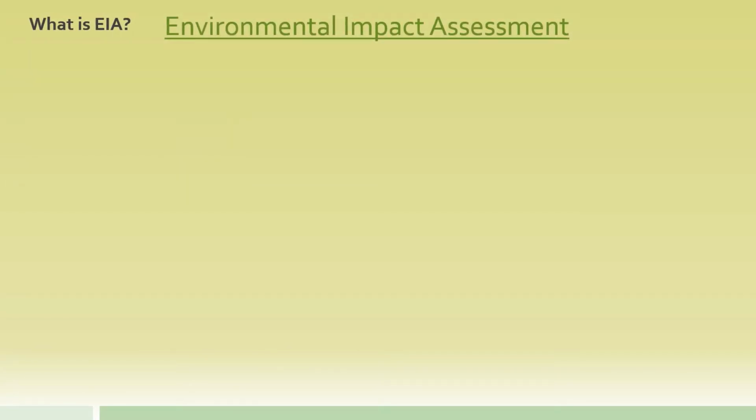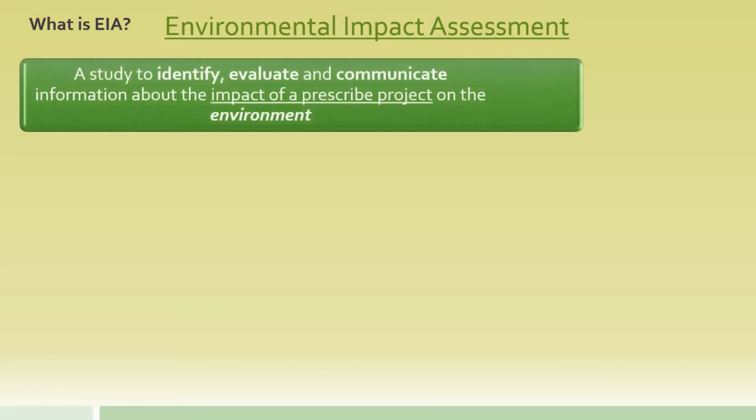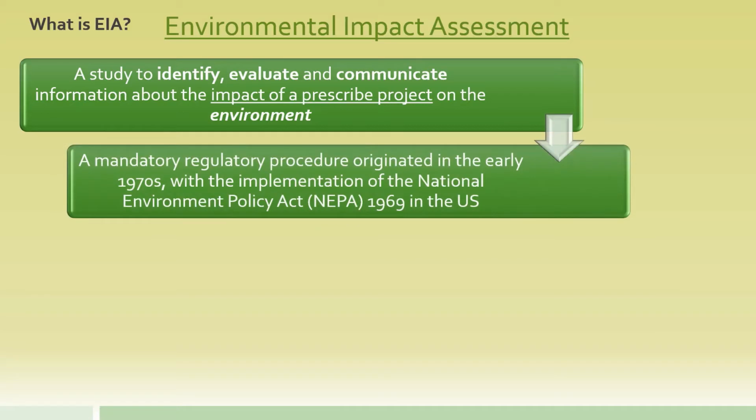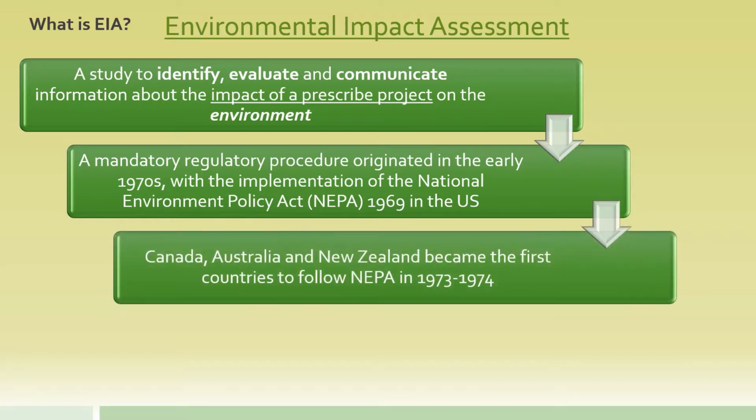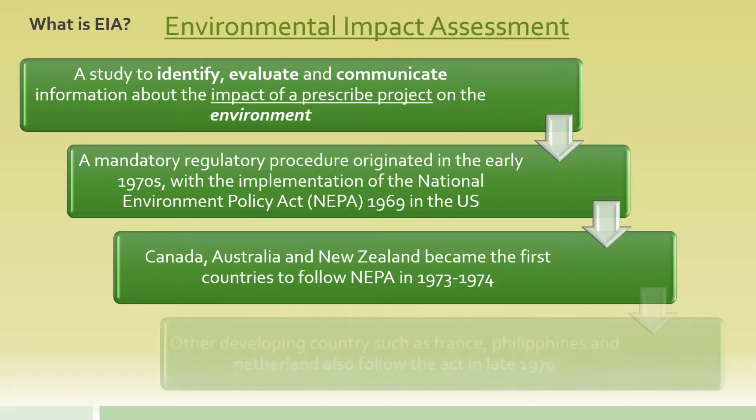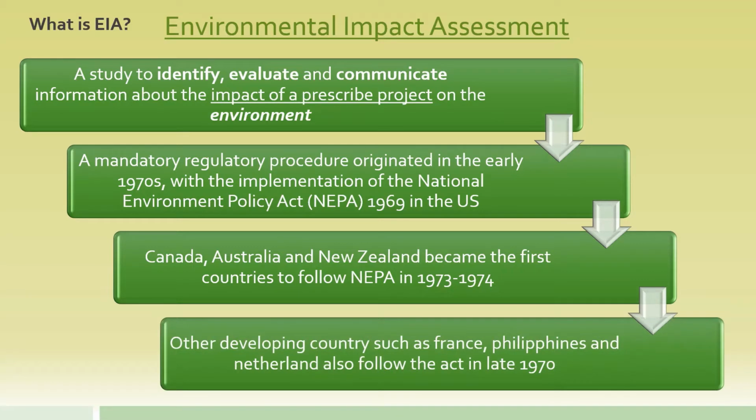What is EIA? EIA, or Environmental Impact Assessment, is a study to identify, evaluate and communicate information about the impact of a prescribed project on the environment. EIA is a mandatory regulatory procedure originated in the early 1970s with the implementation of the National Environmental Policy Act (NEPA) 1969 in the US. Canada, Australia and New Zealand became the first countries to follow NEPA in 1973 to 1974. Other countries such as France, the Philippines and the Netherlands also followed the Act in the late 1970s.